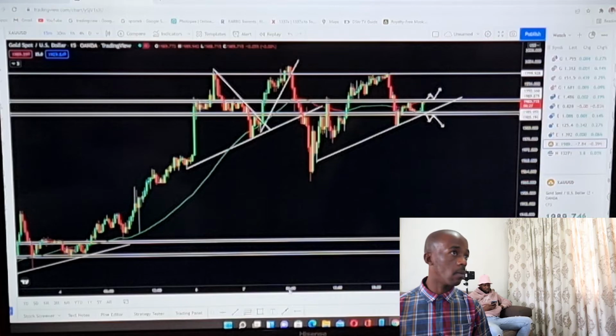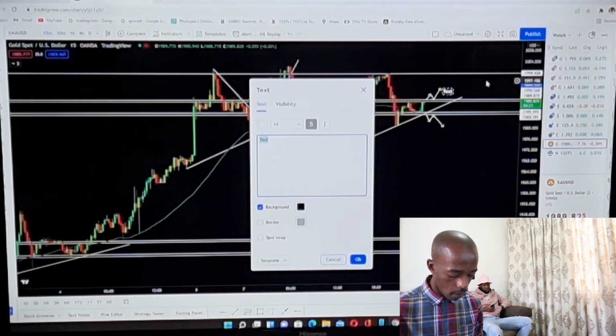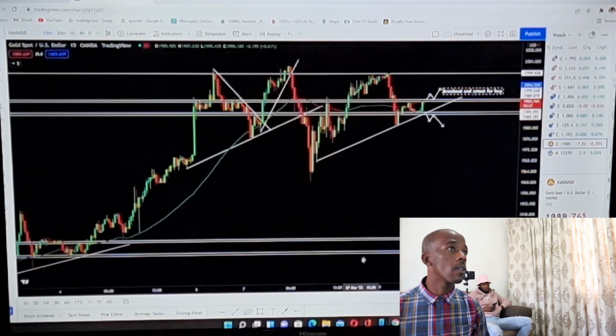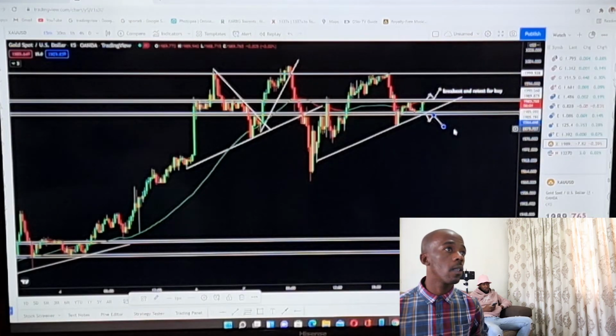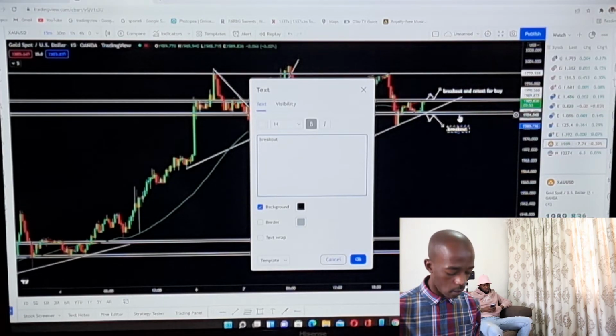So let me put some text. Break out and retest for buy. Also here a text, break out and retest for sell.